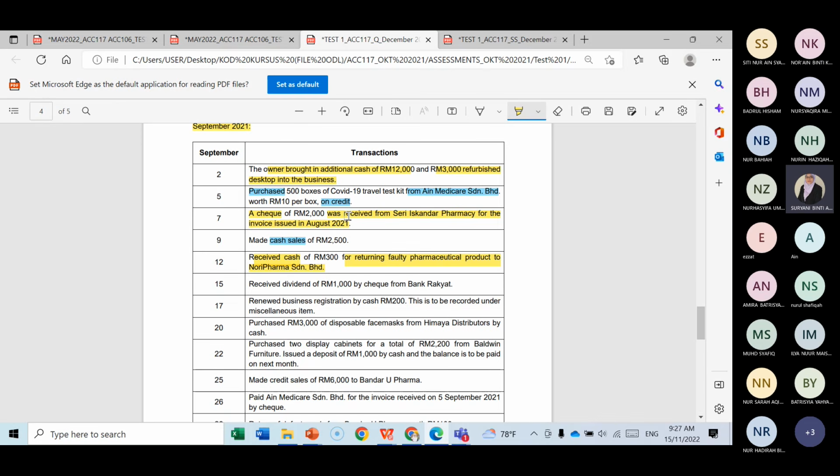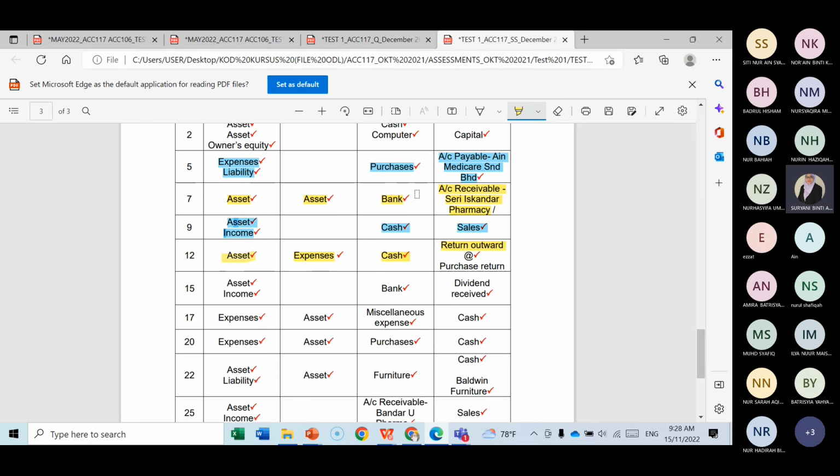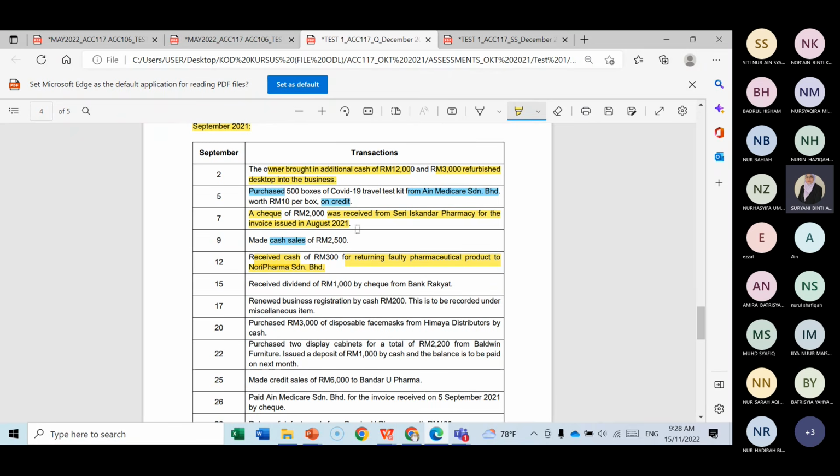So when Seri Iskandar made payment, we received the check. So we will increase our asset because we received the check. And at the same time, we will decrease our asset. Why decrease? Because Seri Iskandar already made the payment. So their debt is being reduced. That is why we have increased asset because the amount of money we receive and decrease in asset because of the payment made by the Seri Iskandar pharmacy. Is that answering your question, class? Yes, madam. Thank you.